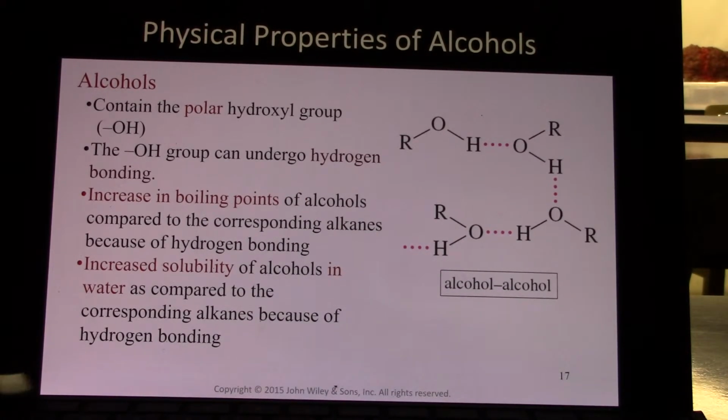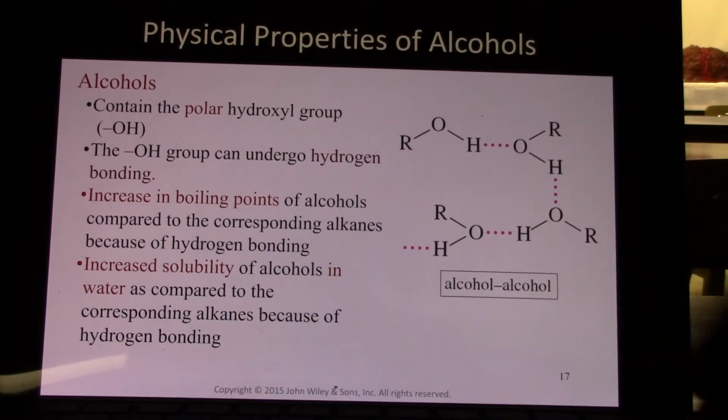Alcohols, again, contain a polar hydroxyl group. And the OH group undergoes hydrogen bonding, which increases the boiling point of alcohols compared to corresponding alkanes. So whereas methane is a gas, methanol is a liquid. Ethane was a gas, ethanol is a liquid. Propane was a gas, propanol, rubbing alcohol, is a liquid. Butane was a gas, butanol is a liquid.